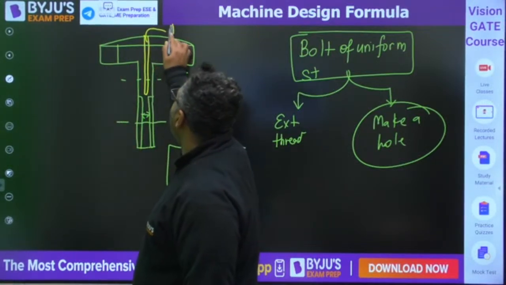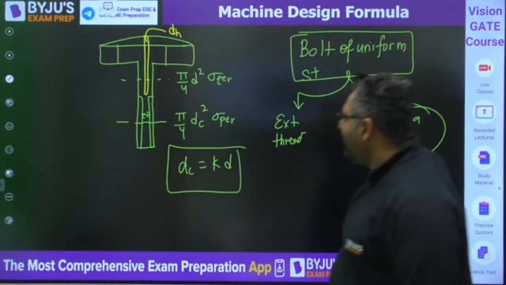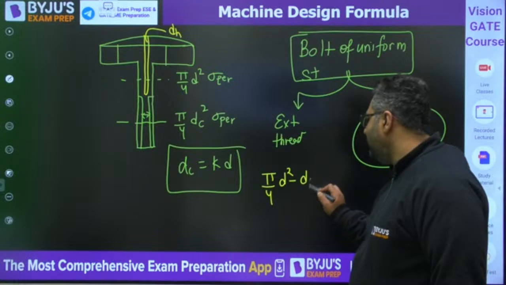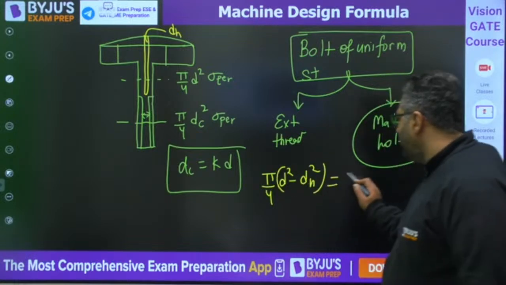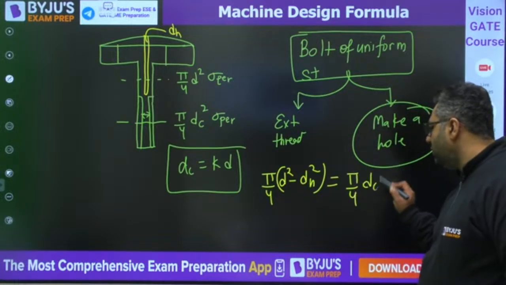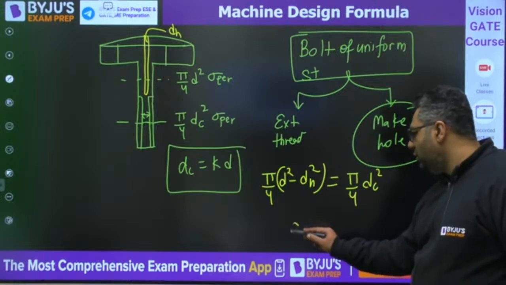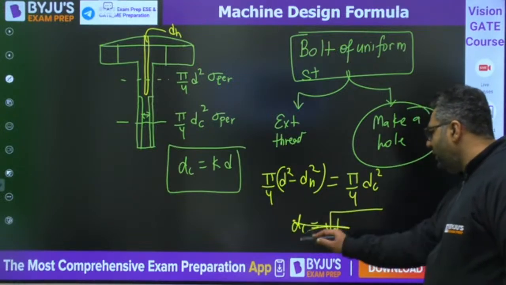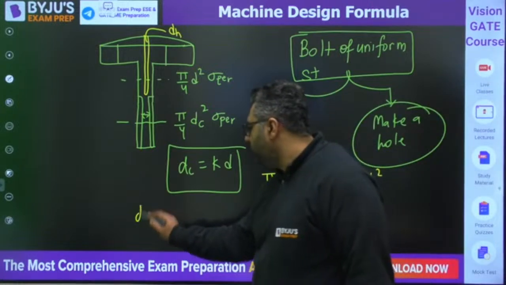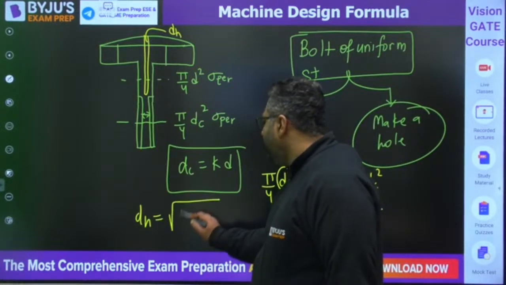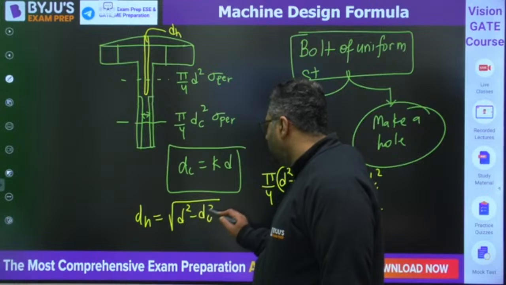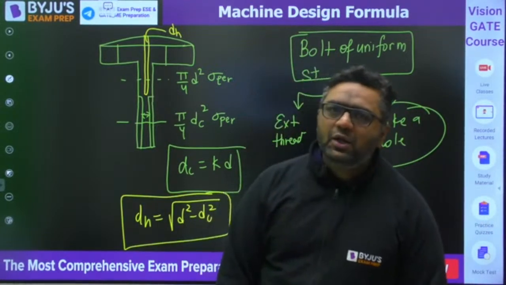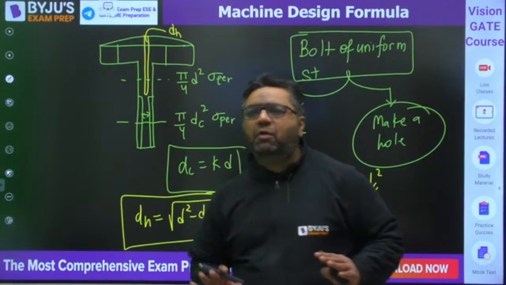Let us say the diameter of the hole is dh. So you can write, guys, pi by 4 (d square minus dh square) equals pi by 4 dc square. Sigma permissible will get cancelled out. We need to find out dh. So dh would be coming out to be square root of d square minus dc square. So if you know the relation between d and dc, you can very easily do it. Is it clear?